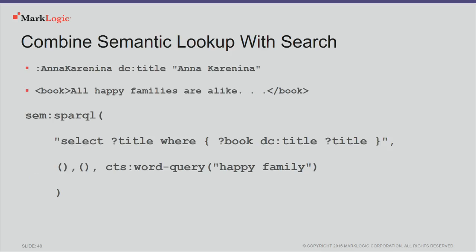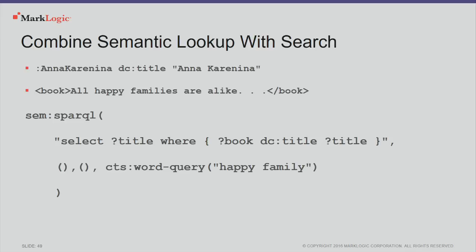So what can I do when I'm starting to combine these things? Or why would I want to make an envelope and put semantic data and document data in the same place? Here's one example. I can combine semantic lookups with search. If I have the triple Anna Karenina, its title is Anna Karenina, and the book goes on to say that all happy families are alike, I can write a SPARQL query and then include, as the fourth argument to that SPARQL query, a CTS query. This is not a round trip. This is a one-shot operation.